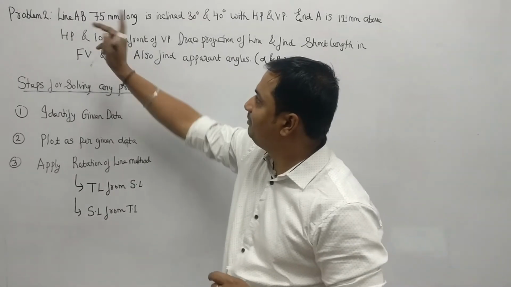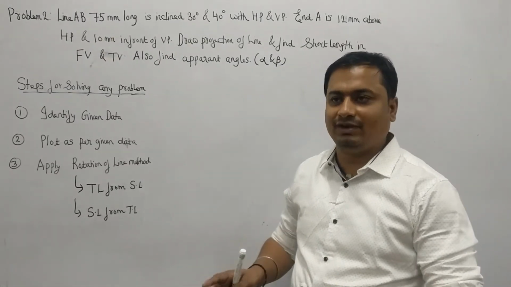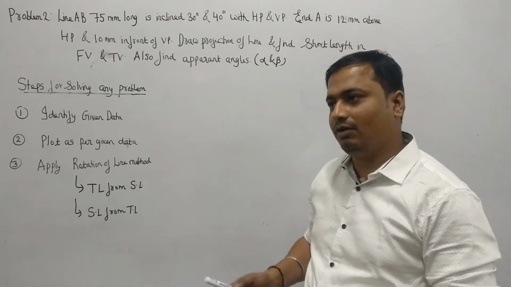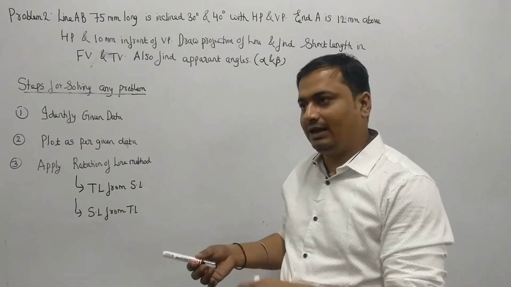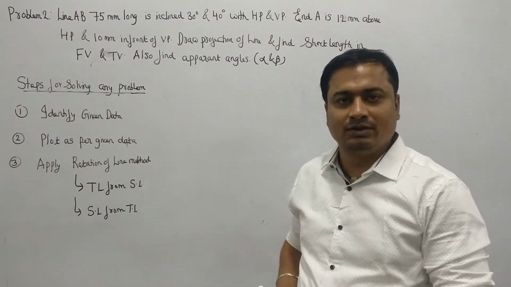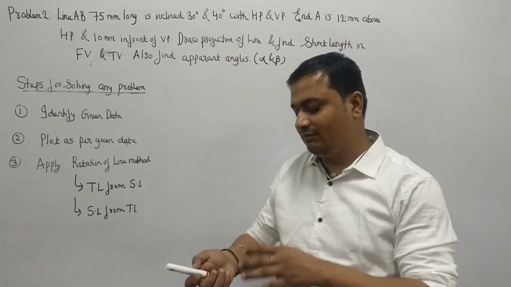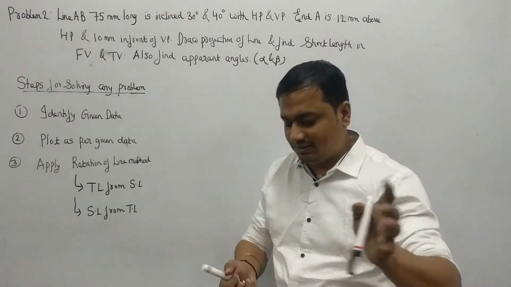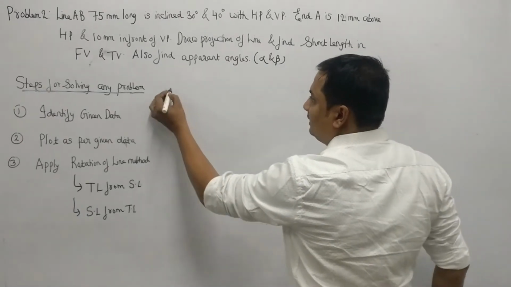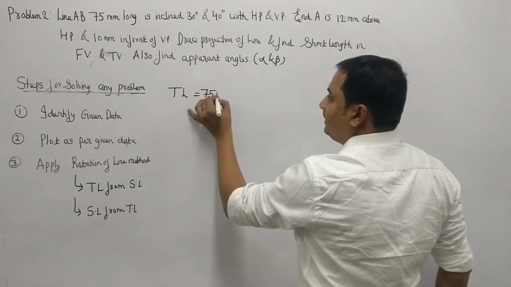A line AB 75 mm long. The problem already says that line AB has a length of 75 mm. So that is fixed. The line has already been stated to be 75 mm. So that is the true length of the line. So the first given data is the true length of the line, that is 75 mm.